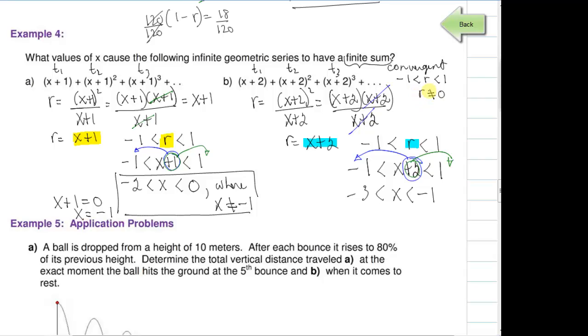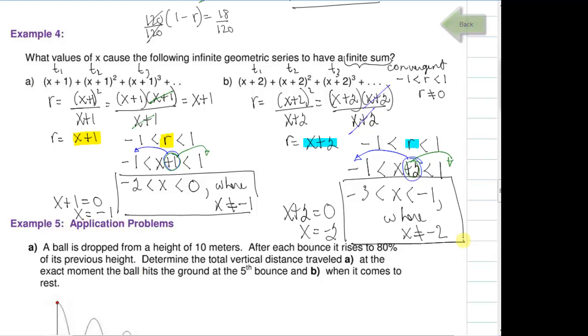Keeping in mind that r can't be 0, that means that x plus 2 can't be 0, so x can't be -2, so my x value has to be between -3 and -1, and x cannot be equal to -2, and this is your final answer. Okay, so that concludes example 4.